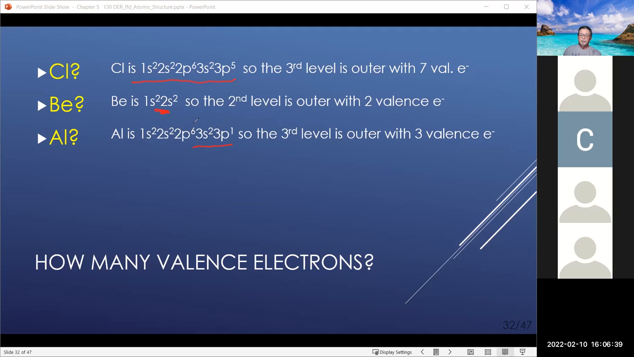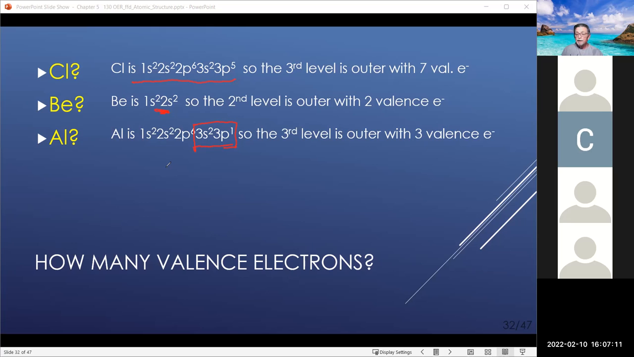3p1. And so the valence electrons here for aluminum are in the third energy level. Aluminum is in Roman numeral 3A, so it has three valence electrons. Now, anybody want to take a guess if aluminum will gain or lose electrons? What do you guys think? Lose, because it's a metal. Remember that. Never lose track of that. It's a metal. Good.